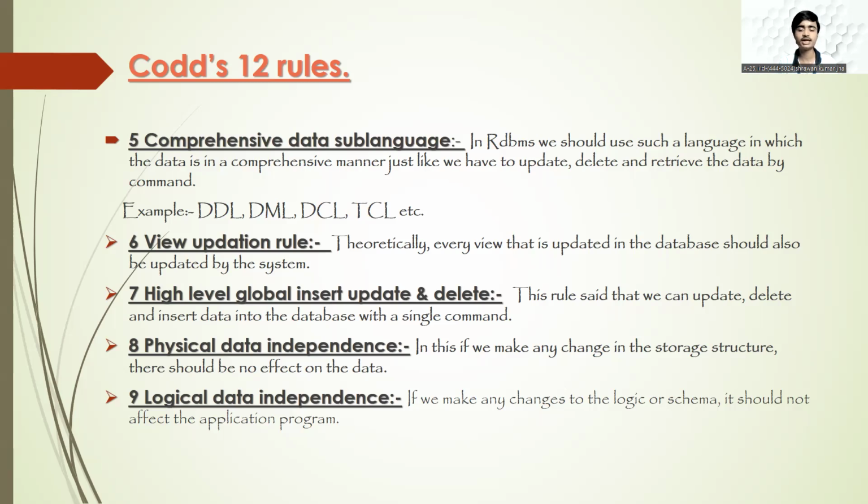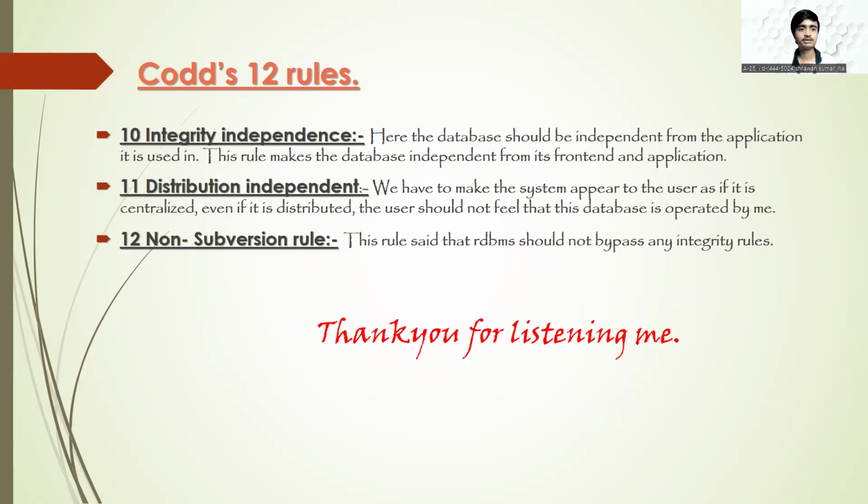Tenth is logical data independence. If we make any changes to the logical schema, it should not affect the application program. This rule says that if we change any schema or structure, then it will not affect the application program. That means the application program must run. And the eleventh is called integrity independence. Here the database should be independent from the front end it is used in. This rule makes the database independent from its front end and application.